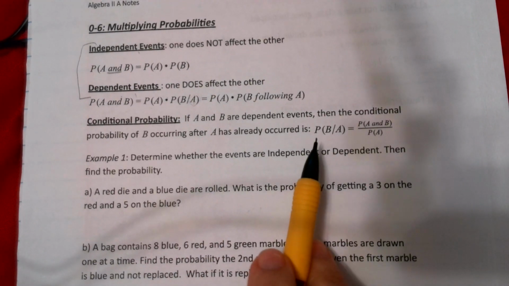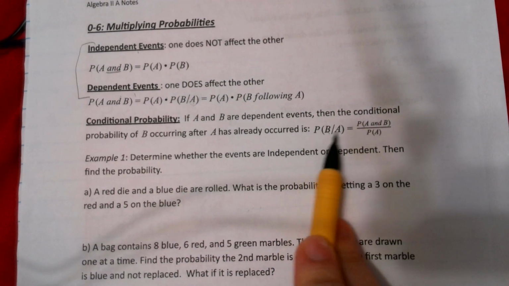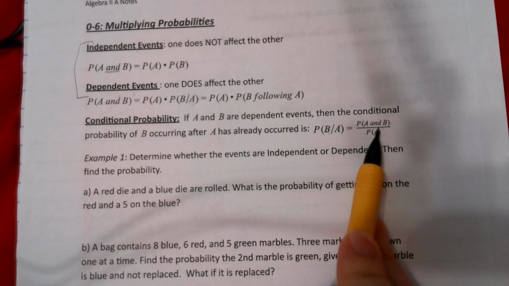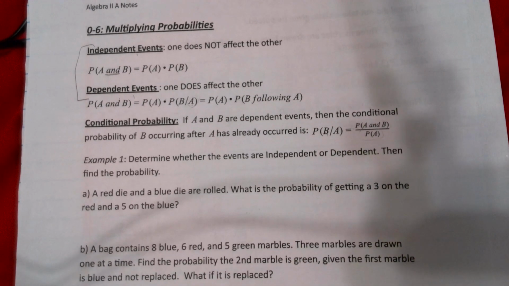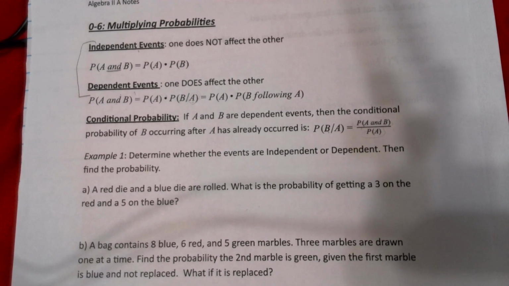So our conditional probability here can be given as the probability of both things happening over the probability of the first thing happening. And sometimes that's the best way to think about it, and sometimes you can just think about the situation and give B given A. So we'll get to that here in just a minute.